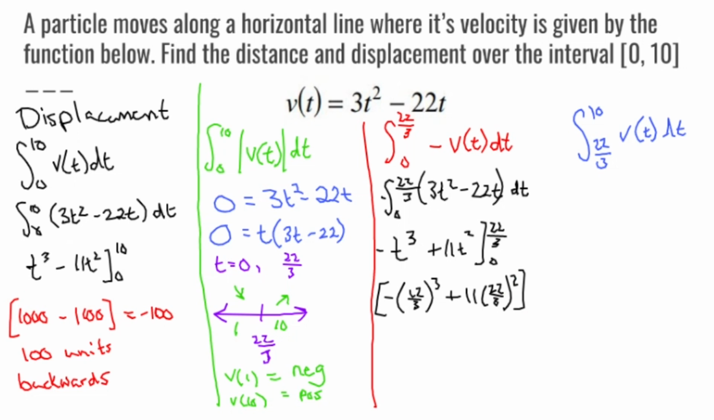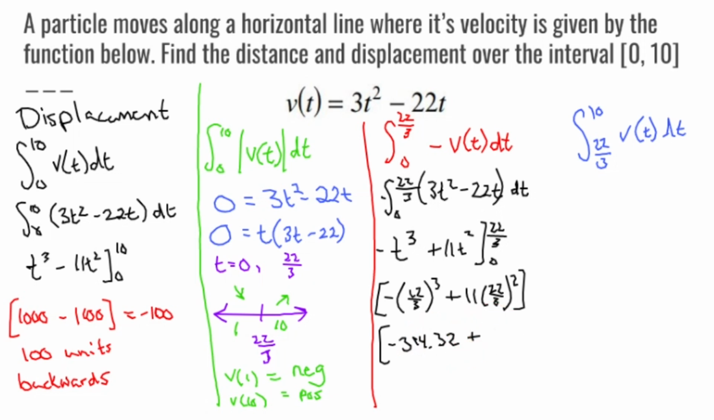So 22 over 3 cubed. It's approximately 0. That's not at all what I wanted. What's 22 divided by 3? It's approximately 7.333. What's 7.333 cubed? It's approximately 394.3165. 394.316.